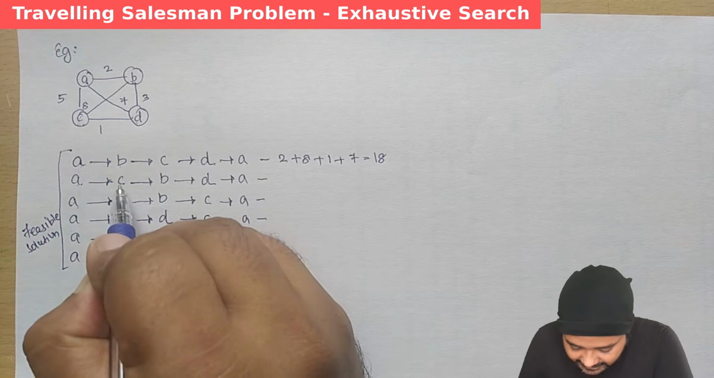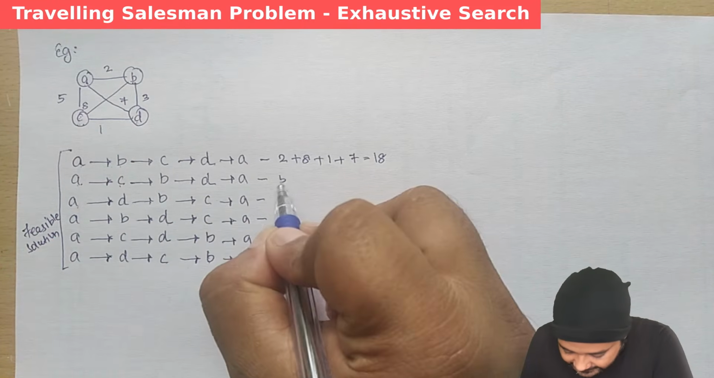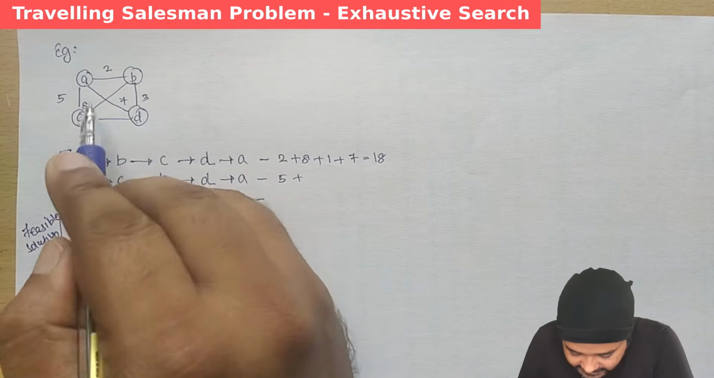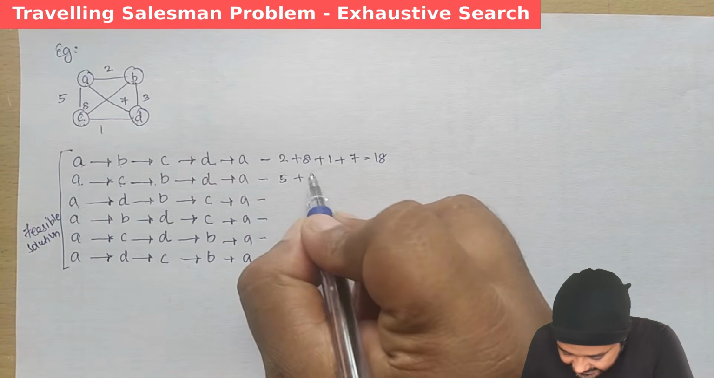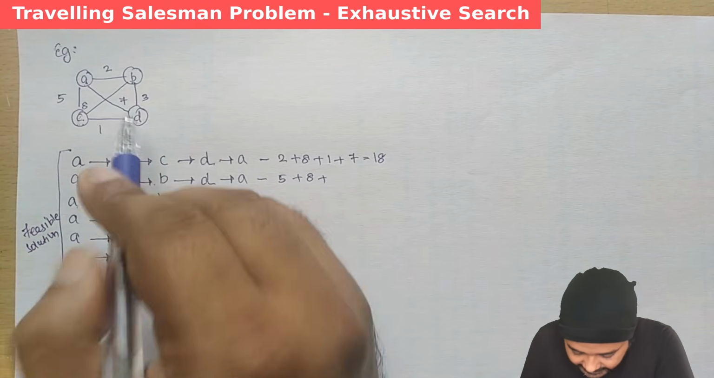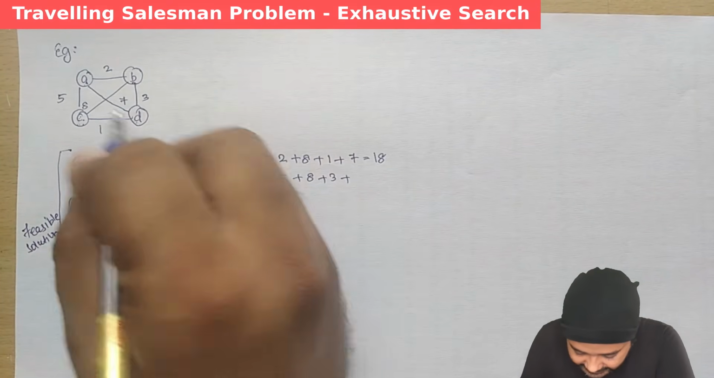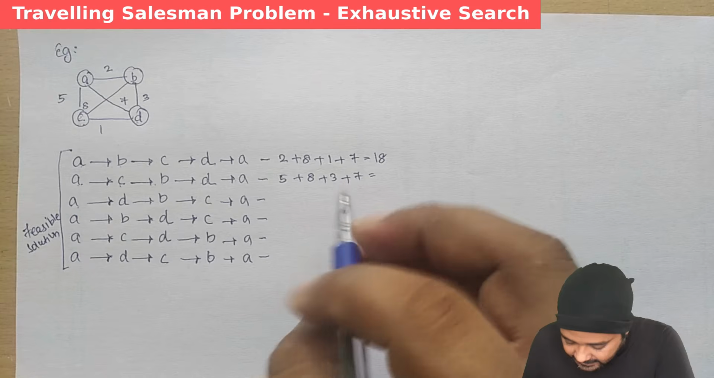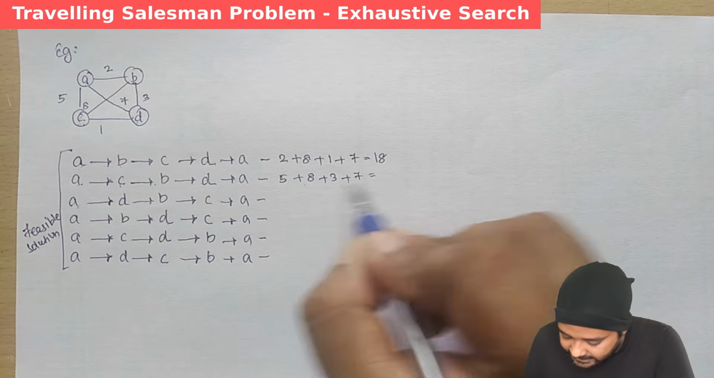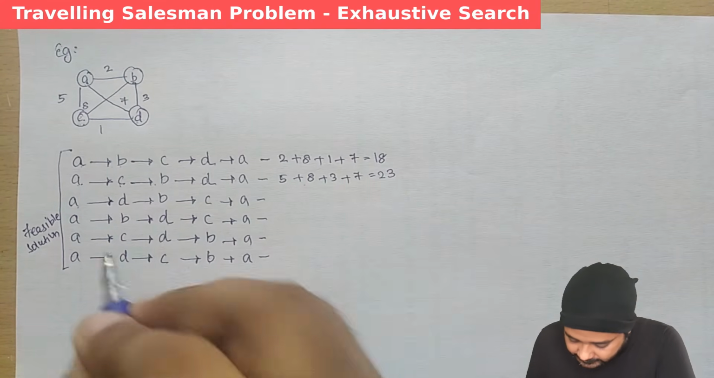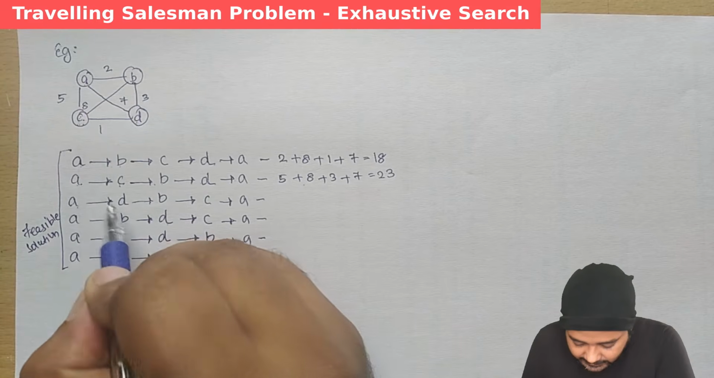Next we have to calculate for A to C. A to C the path is 5, C to B. C to B the path is 8, B to D. B to D the path is 3, then D to A. D to A the path is 7. Okay, so 23, right?